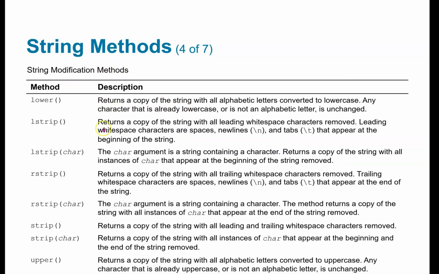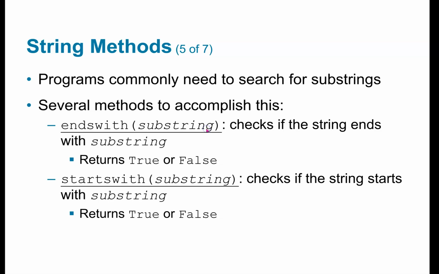lower returns a copy of the string lowered. lstrip returns a copy of the string with all leading white space taken out. lstrip with a char argument returns a copy of the string with all instances of char at the beginning ripped out. rstrip does the same on the rear end, and strip does it all across the string. upper returns a copy of the string in all uppercase letters. Okay. Several methods.